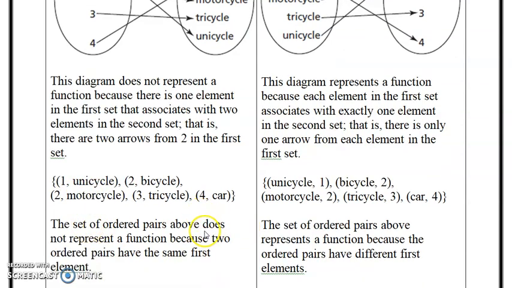The set of ordered pairs does not represent a function because 2 ordered pairs have the same first element.